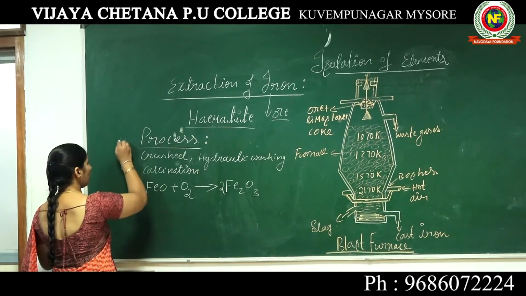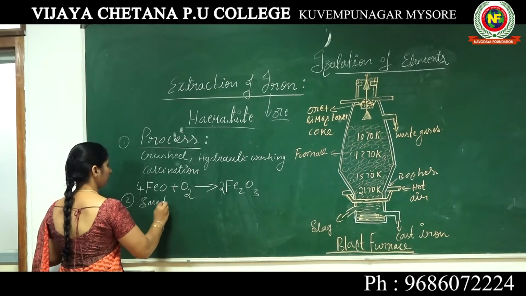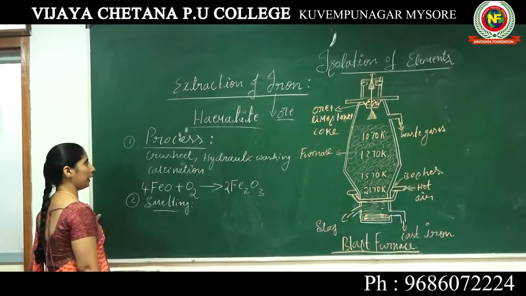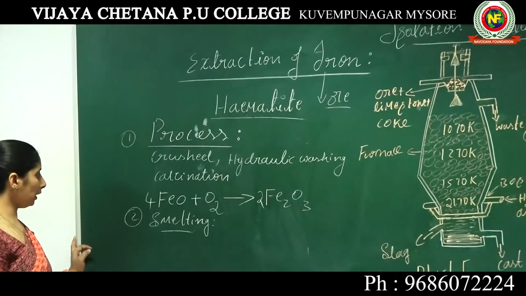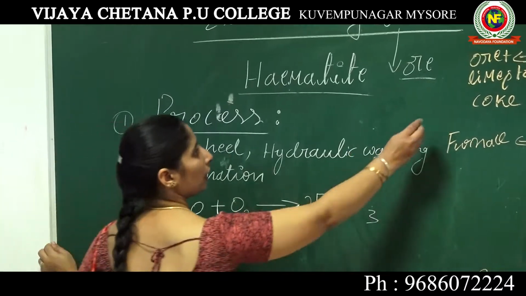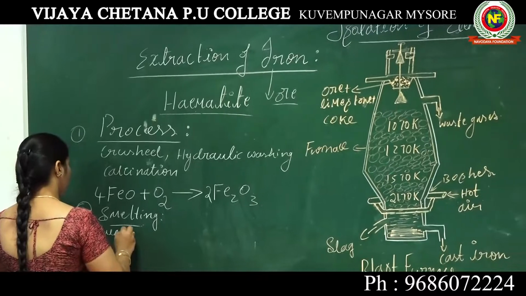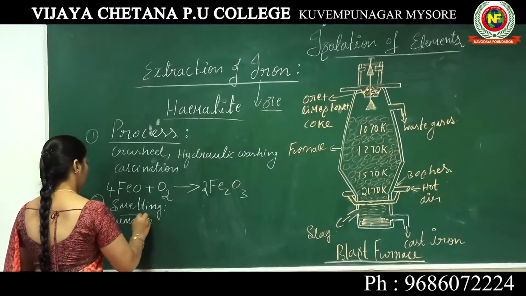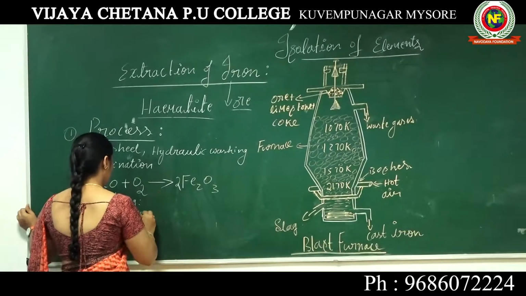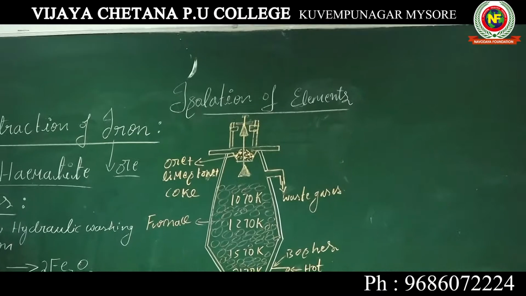Then come to the next one, that is smelting. The second step is smelting. Here in this smelting, the mixture consists of the hematite ore, the limestone and the coke.